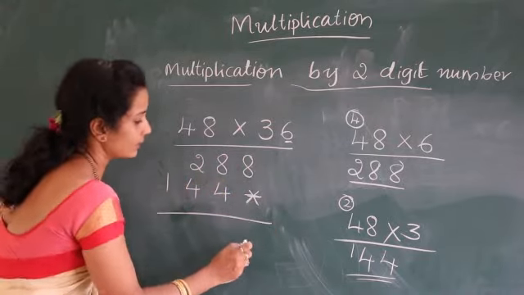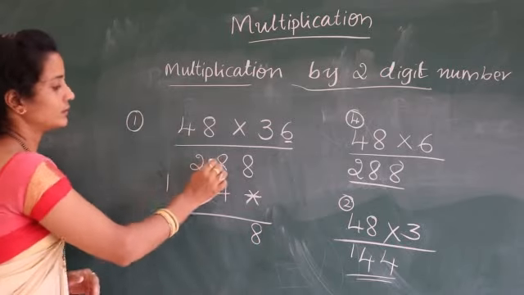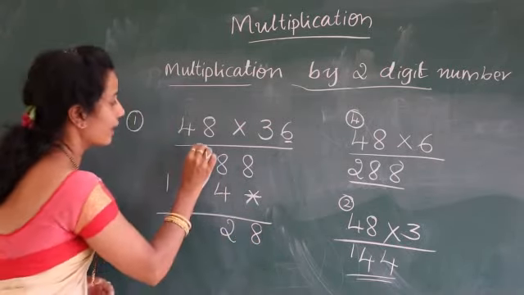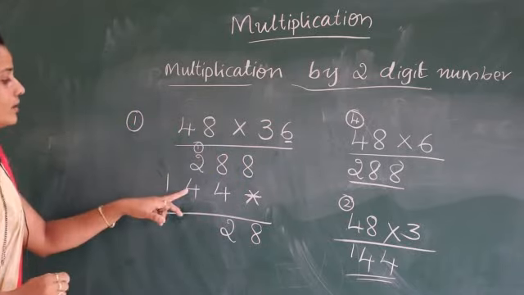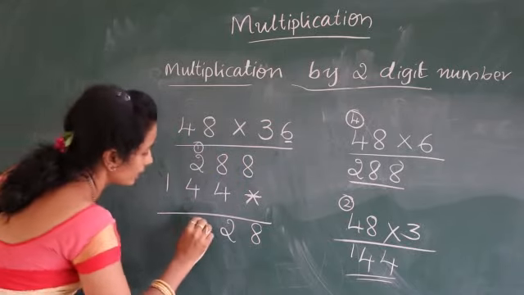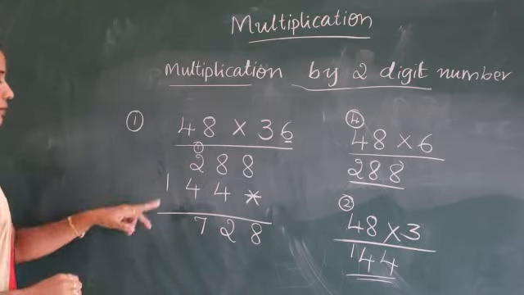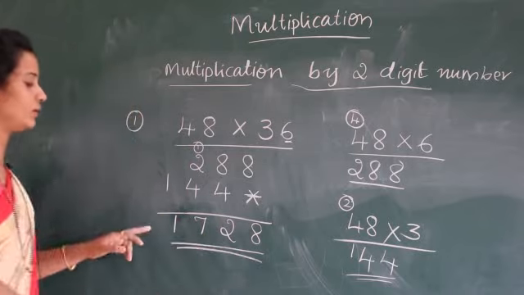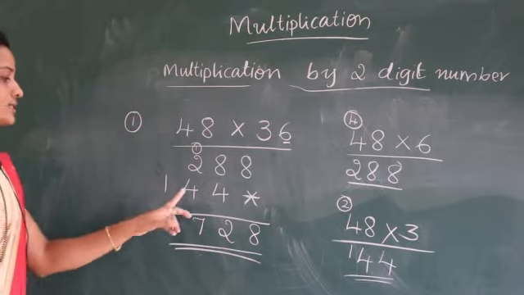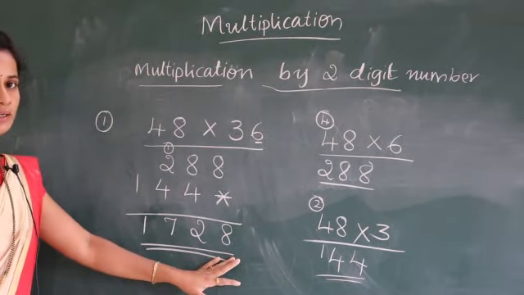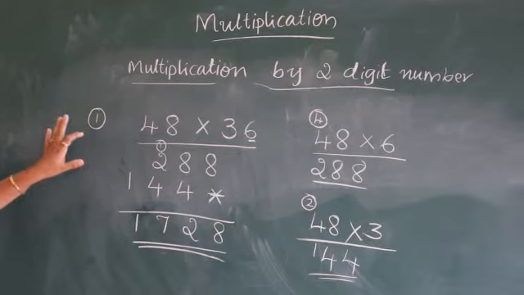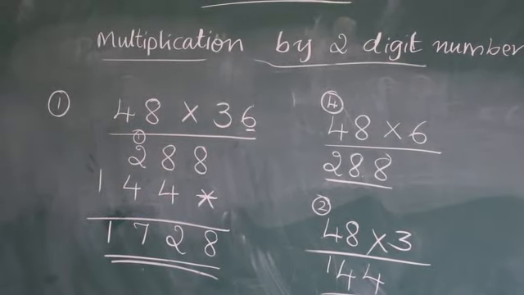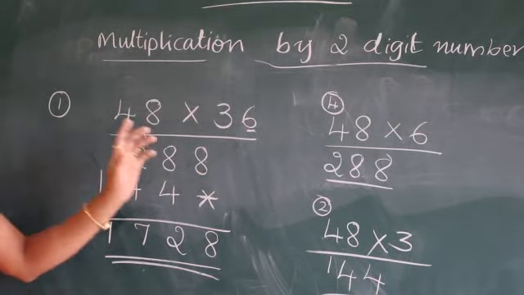8 and nothing here, so it will be 8. 8 plus 4 gives you 12 and 1 is carried. Now 4 plus 3 gives you 7. 1 will be as it is. So the final product we got is 1728.